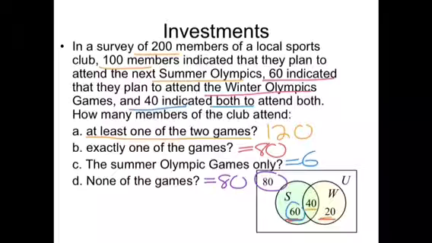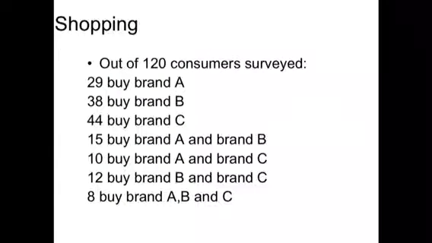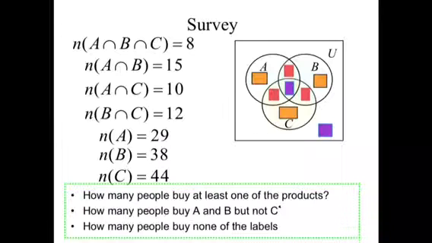Alright, there you have it. So unfortunately for you, anything that we do with 2 sets, we also apply to 3 sets. So we're going to take this information here, talking about 3 different brands of items that were bought, and we're going to fill out a Venn diagram and then answer some questions about it. So let's go ahead and look at the next slide and get that done.